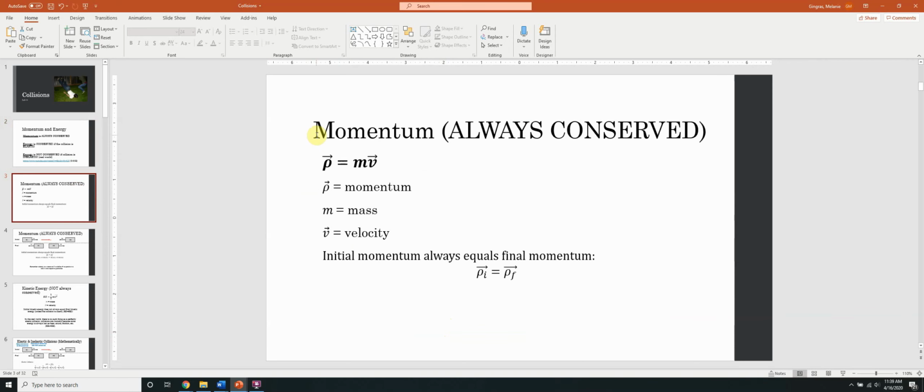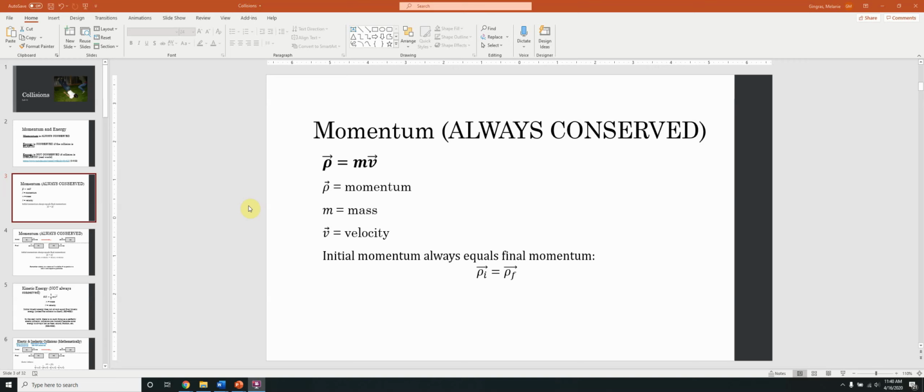So momentum, as I mentioned, is always conserved. Unfortunately, I know we just used rho as our symbol for density, but rho is also the symbol that is recycled for momentum. And so rho, or momentum, is equal to mass times velocity. In terms of always being conserved, what that means is that our initial momentum is always going to equal our final momentum, or rho I is equal to rho F.